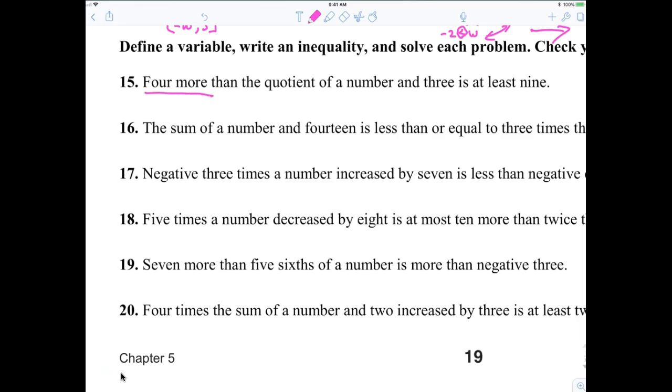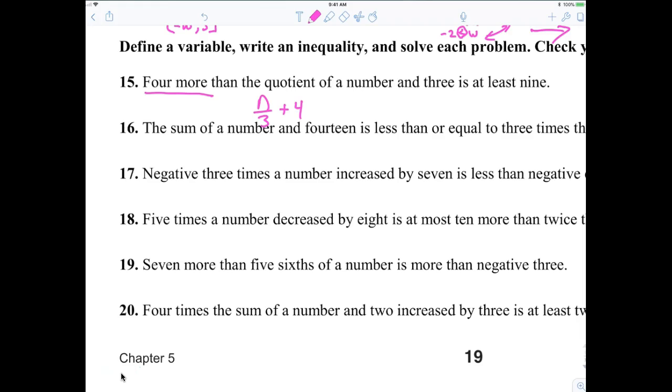4 more than means what? Plus 4. That's what you should be saying. Not 4 plus. Plus 4. Quotient means we're doing what? Dividing a number and 3. And that is what? At least 9.